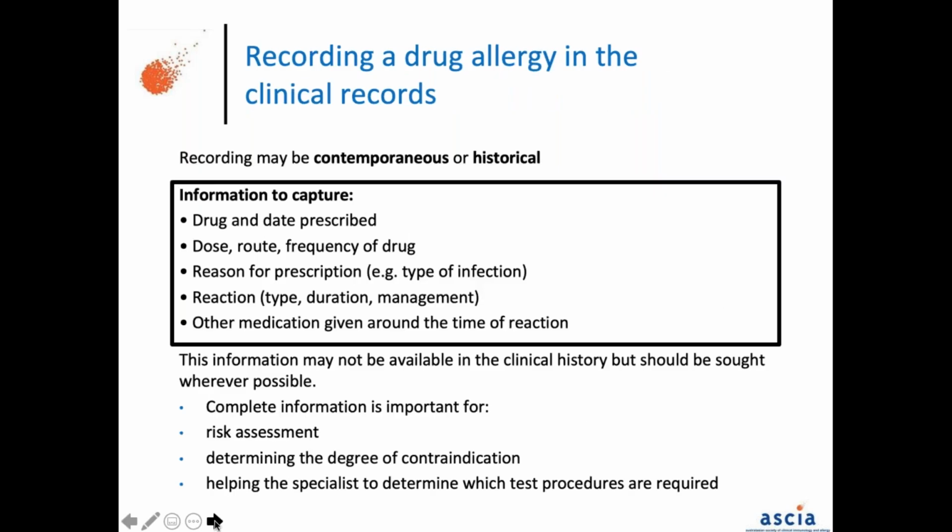What we really would like you to write in your letter is the drug and date prescribed, the dose, the route, the frequency of the drug, the reason for the prescription, because it sometimes gives us an idea of if the child might have had a viral infection or not, the reaction, particularly the type, the duration, how long it took for these symptoms to resolve, and the management. Did you need to give adrenaline? Did you need to give steroids? What did you do? And other medications given around the time of reaction. In children, that's mainly ibuprofen because certain NSAIDs can make reactions worse.